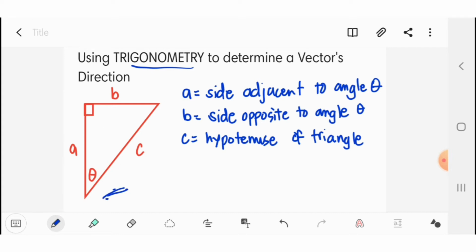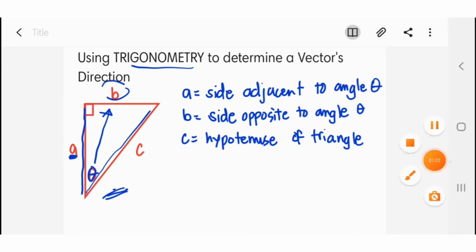If this is our right triangle, this is our A, which is adjacent. When we say adjacent, katabi. Side A is the side adjacent to angle theta. This is the angle theta, and side A is the adjacent or katabi. And side B is the side opposite angle theta. And C is the hypotenuse of the triangle. When we say hypotenuse, this is the longest side of the right triangle.